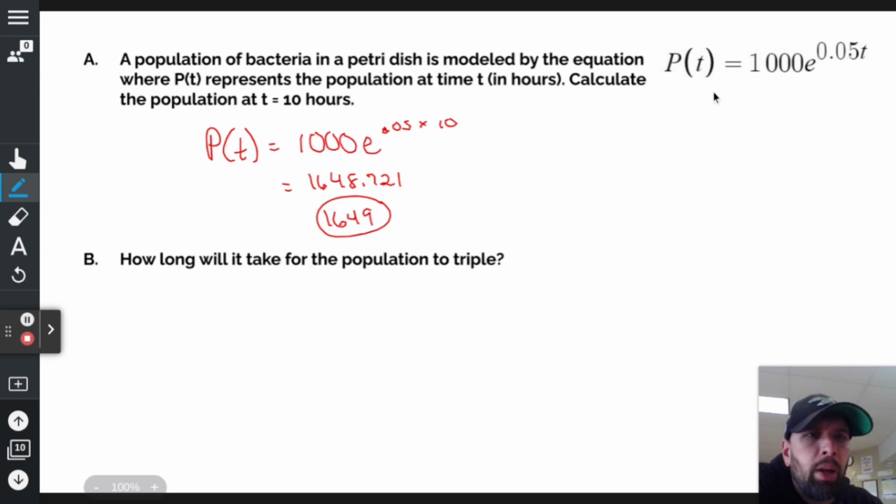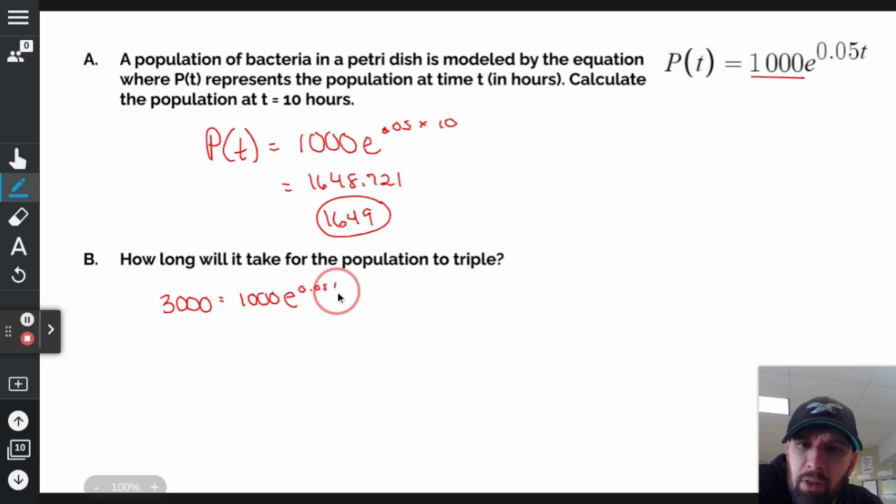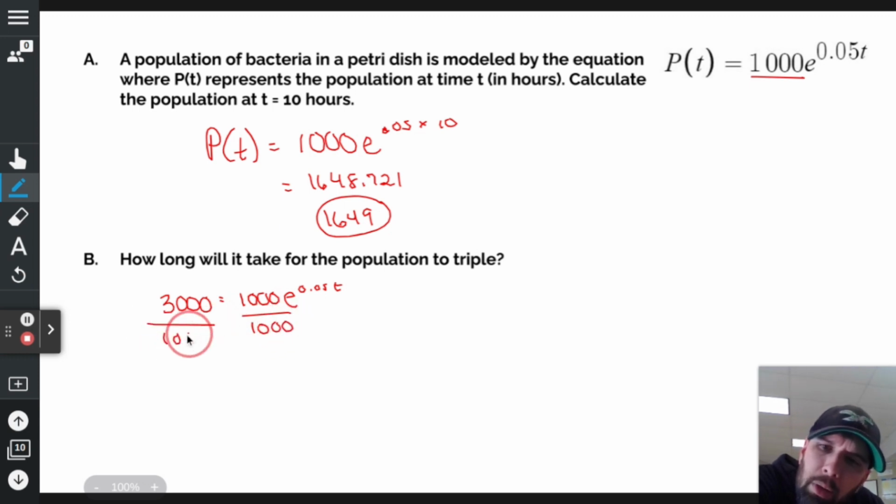So how long would it take for the population to triple? Well, I start out with 1,000. So tripling would take me to 3,000. 3,000 equals 1,000 e to the 0.05 t. Now, let's divide everything by 1,000. You get 3 equals e to the 0.05 t.